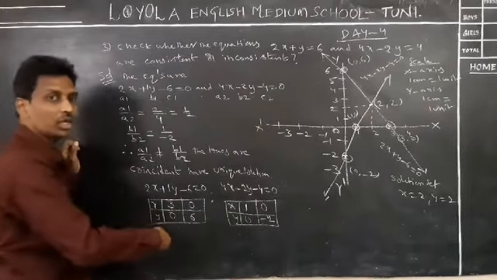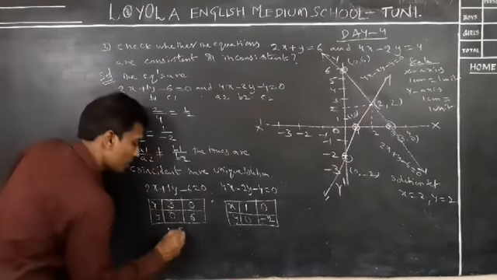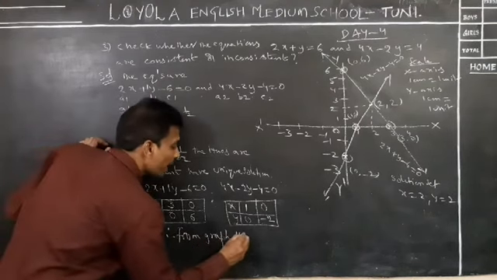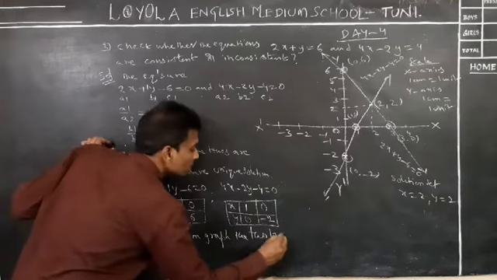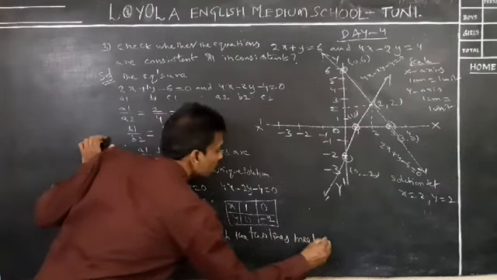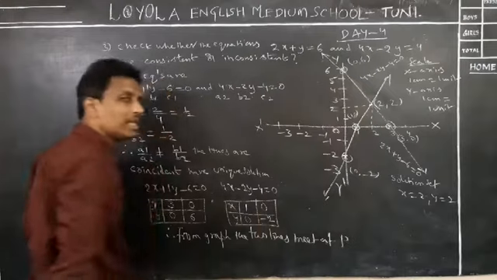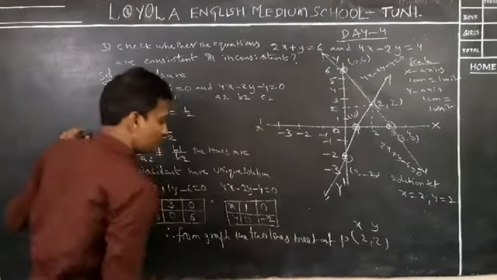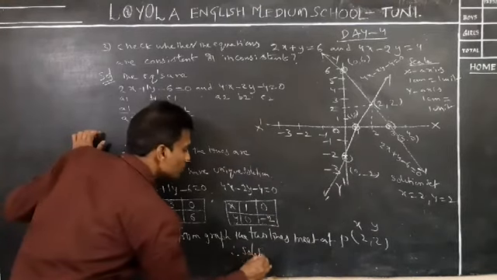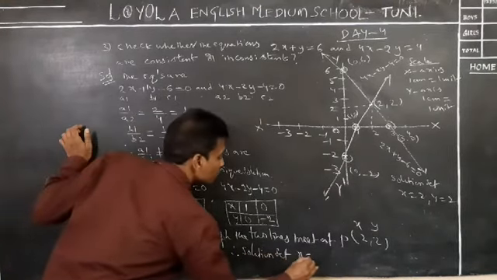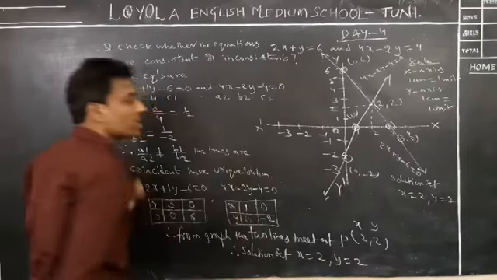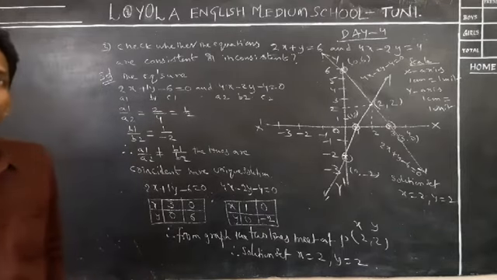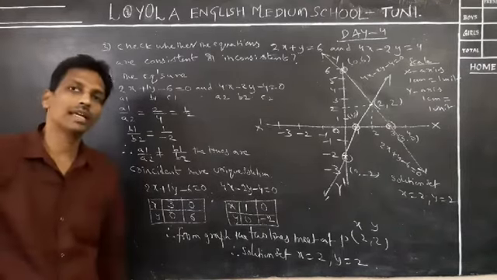So finally we conclude, we will give the conclusion here. From the graph, the two lines meet at, let us suppose, the point P (2, 2). Here the x coordinate is 2, the y coordinate is 2. Therefore, the solution set: x equals 2, y also equals 2. So like this, we solve a pair of linear equations on a graph sheet.